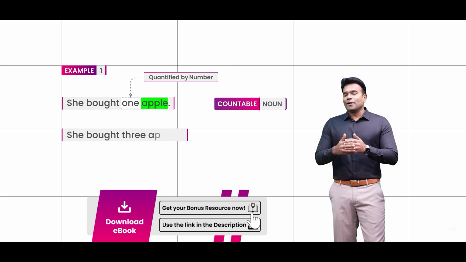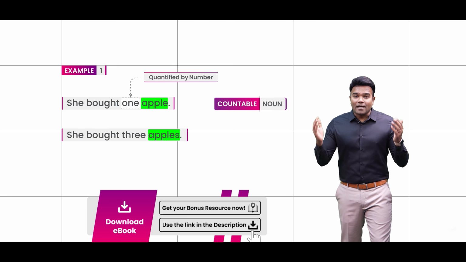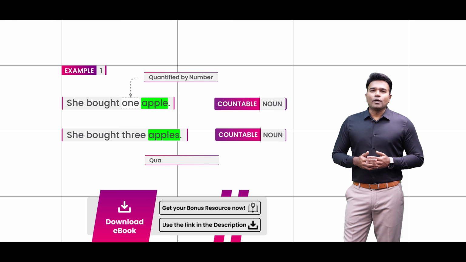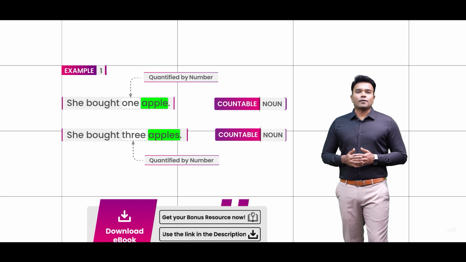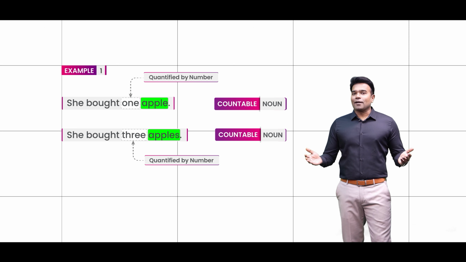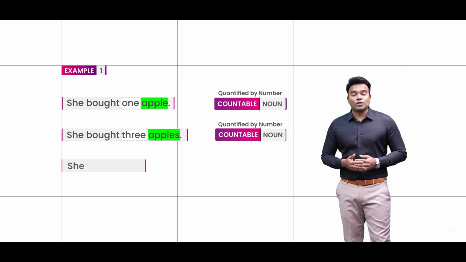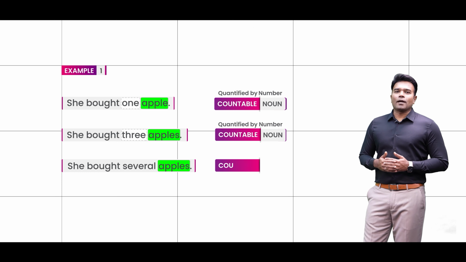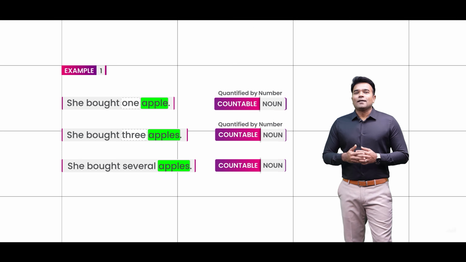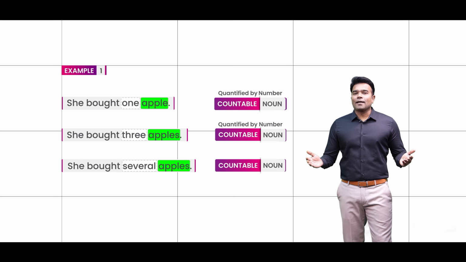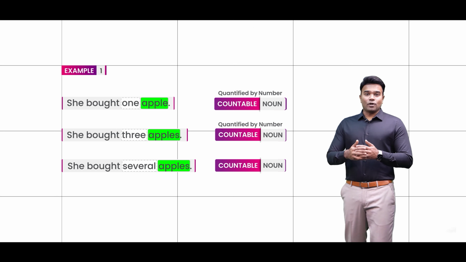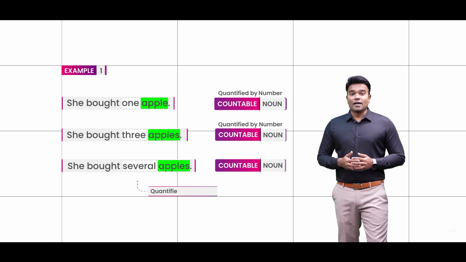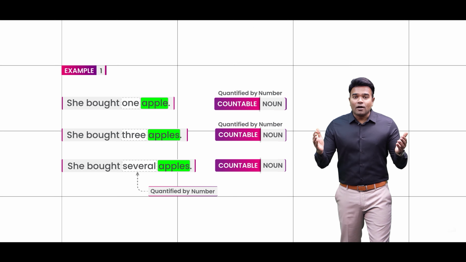Have a look at this example. She bought 3 apples. Again, apples happens to be a countable noun because just before that you can notice that we can quantify it using numbers, and here the number 3 has been used. Have a look at this sentence. She bought several apples. No doubt, in this sentence as well, apples happens to be a countable noun, but here the word several definitely is not a number. Then what is this word several? This is what we call a quantifier. In fact, here the number of apples is being quantified not by using a number but by using a quantifier.